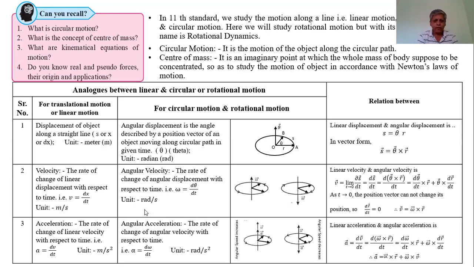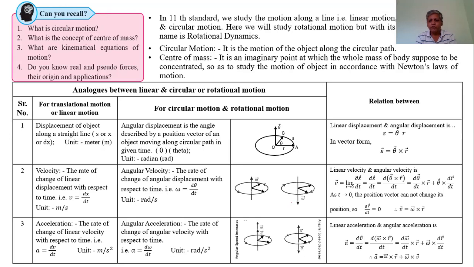The relation between angular velocity and linear velocity is represented like this. Relation between linear velocity and angular velocity: linear velocity is equal to the rate of change of linear displacement. Here the linear displacement is represented by S, from point A to point B. Therefore, taking the limit for short time intervals, the instantaneous velocity can be represented by vector V is equal to the limit of delta S by delta T as T tends to zero. That is called the derivative of linear displacement with respect to time.